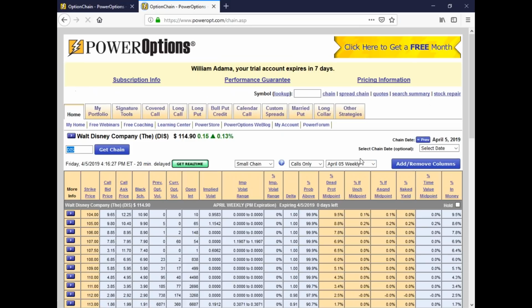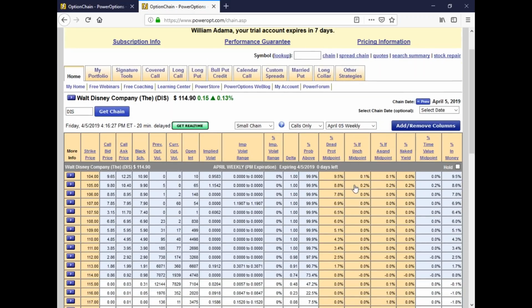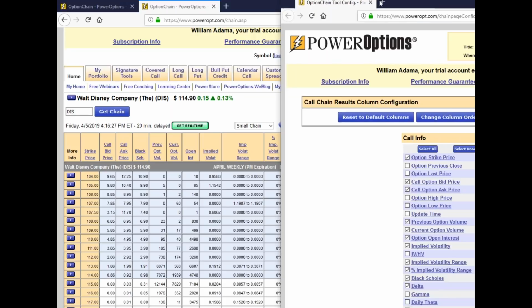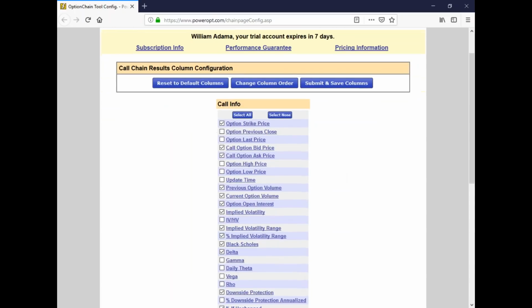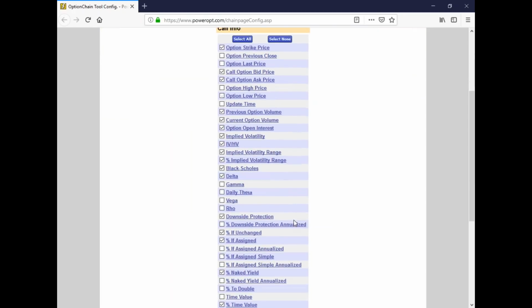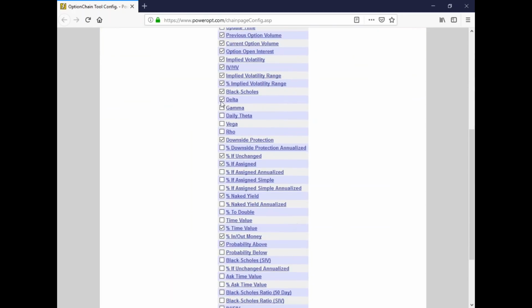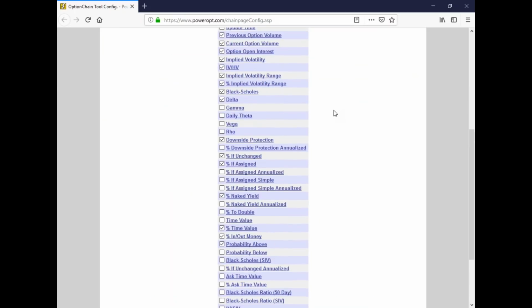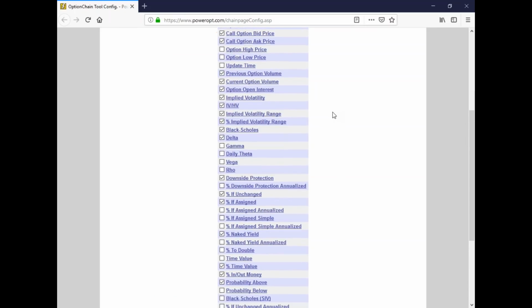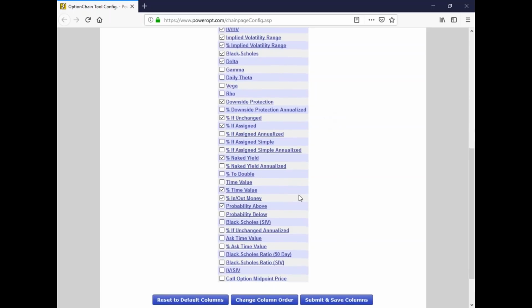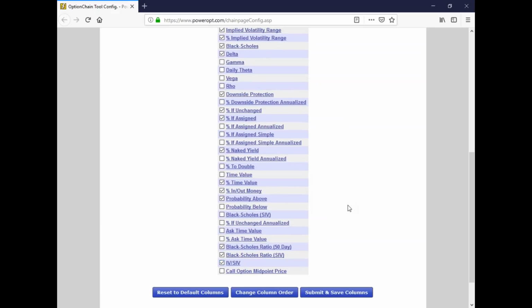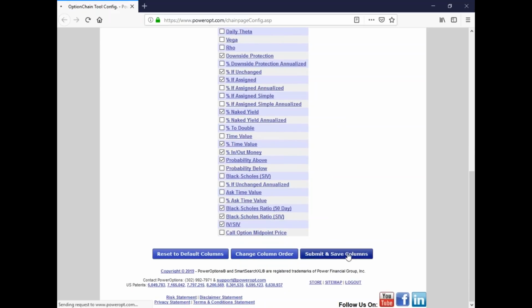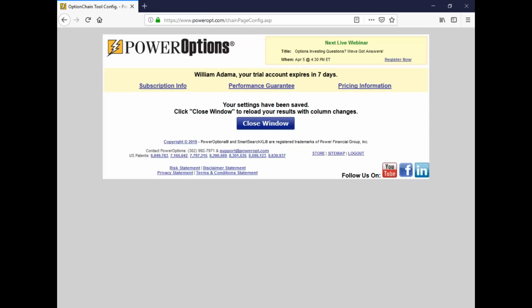And I'm going to add in some columns, okay? What I'm going to add in here for our columns is that IV-HV ratio. I'm also going to add, well, the Black-Scholes number is there, but we want to see the Black-Scholes ratio also. And there's the Black-Scholes SIV, there's the Black-Scholes ratio 50-day, and I'm also going to add the IV over SIV. Okay, so let's go ahead and submit that and refresh our page.